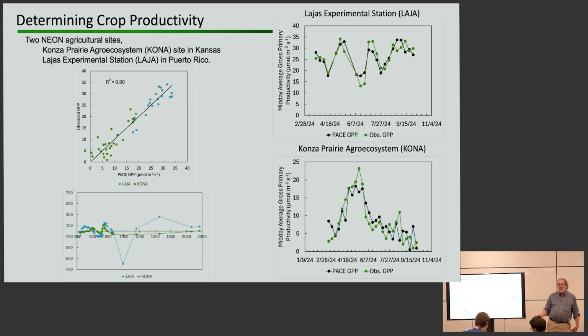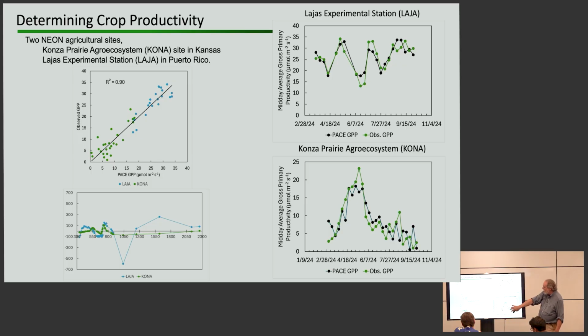And then because the agricultural sites were weird, if we train on the agricultural sites, we can get good results. And again, here is a tropical agricultural site in Puerto Rico, and it also is doing this variability because it's multiple cropping. And once again, the green is the GPP from the flux tower, and the black is the PACE estimation.